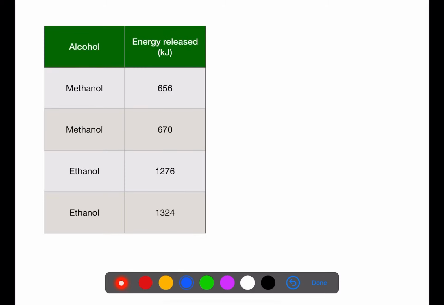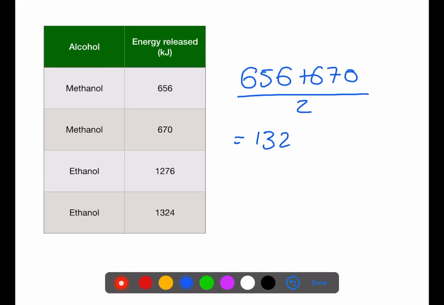So here we have some values that you might get for an experiment looking at the energy released when you use alcohols as fuels. So we've got methanol and ethanol, and we've carried out the experiment twice for each of these. So if we were going to calculate the average for the methanol, we would add together the two values, so 656 and 670, and then divide that by 2. So that would be 1,326. So that gives an average of 663 kilojoules.